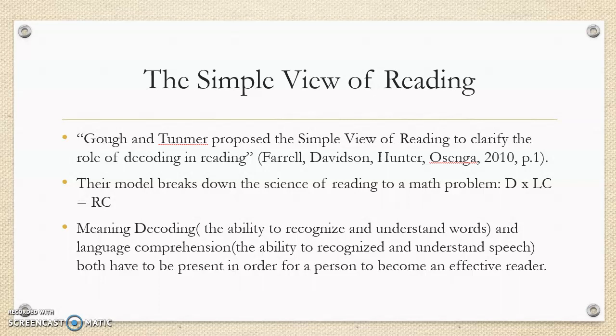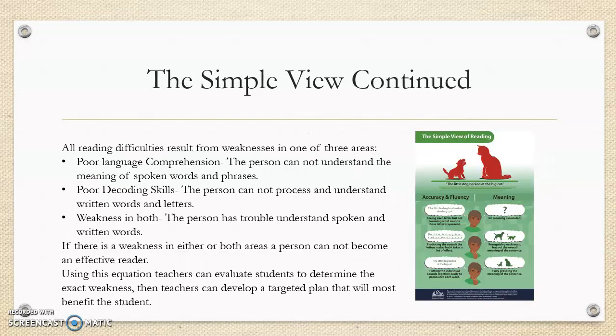So it's decoding times language comprehension equals reading comprehension. That means that we have to have good language comprehension, so we must understand the meaning of a spoken word, and we have to have good decoding skills. We must be able to understand and process written words and letters in order to read. And if we have a weakness in one or both of these, we're not going to be effective readers.